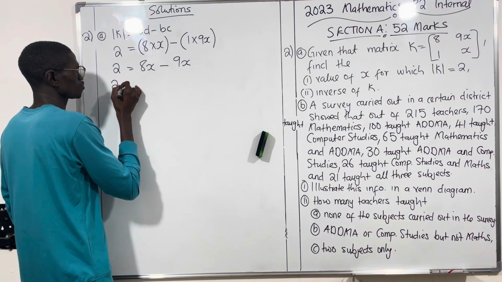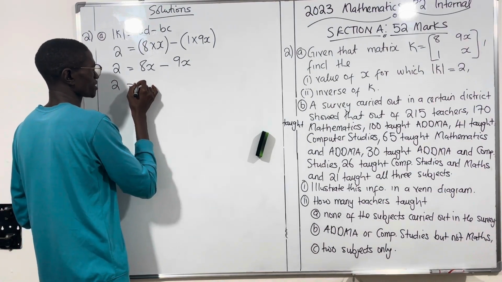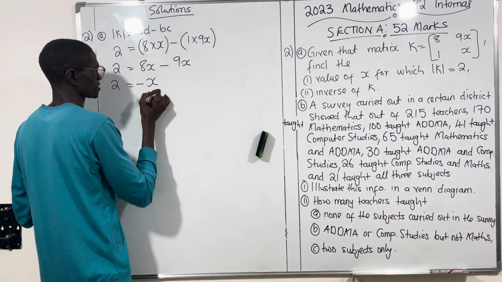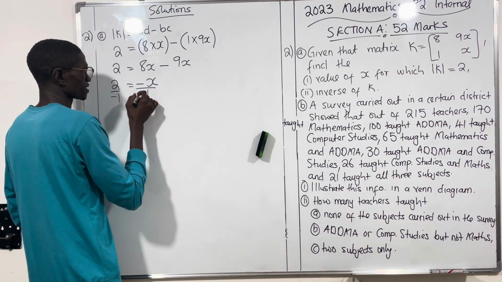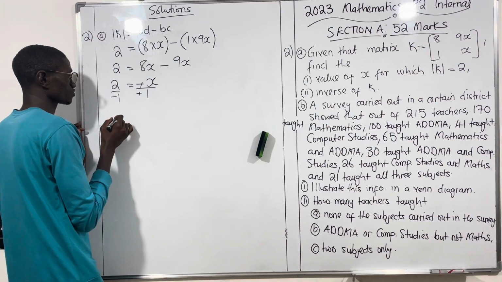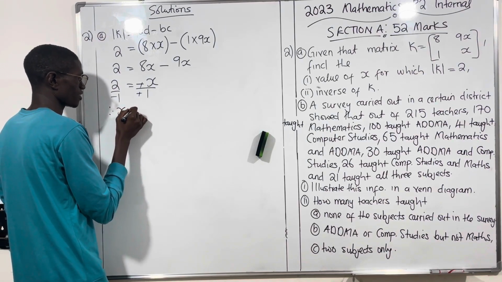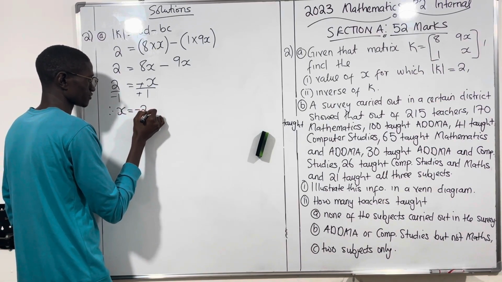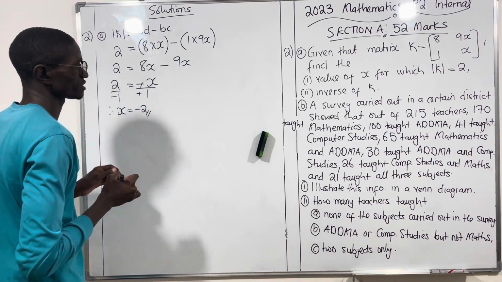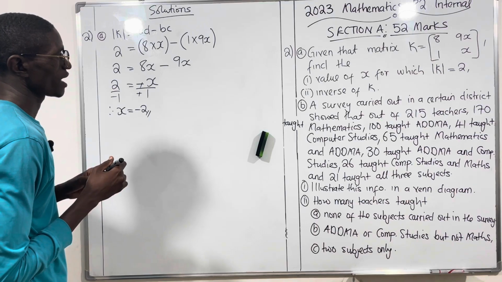And then 2 is going to be, when we simplify there, we're going to get negative x. And then we're going to divide both sides by negative 1 to get rid of that negative so that they cancel. Therefore, our value for x is going to be 2 divided by negative 1 is negative 2. So that is the value of x.